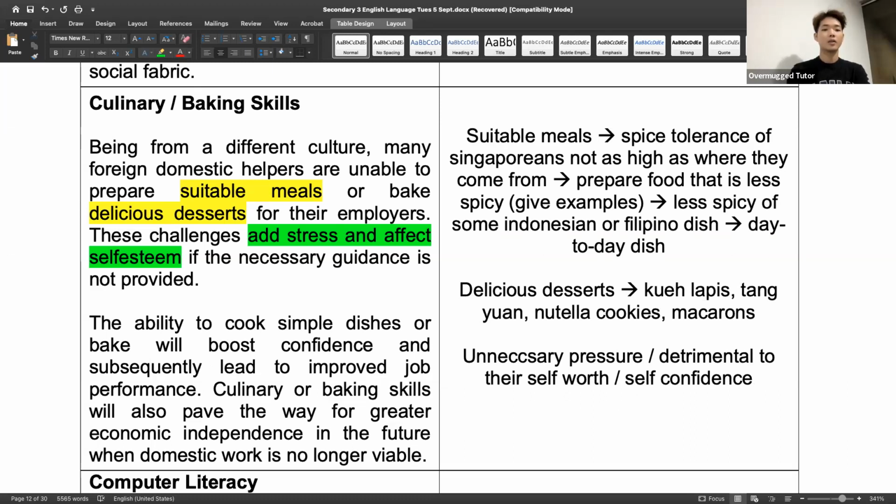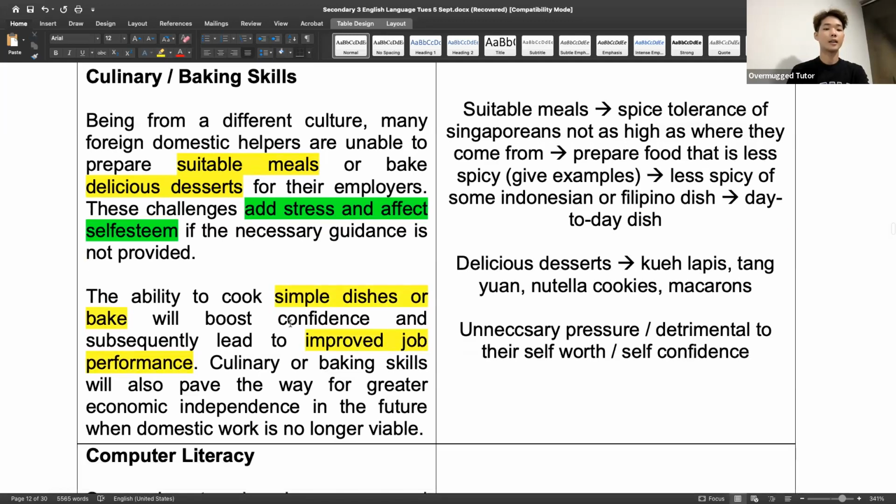The ability to cook simple dishes or bake will boost their confidence. Tell them what some of the simple dishes are, or what things you want them to bake. And it will lead to improved job performance. How will the job performance improve? You also need to go and elaborate on it.